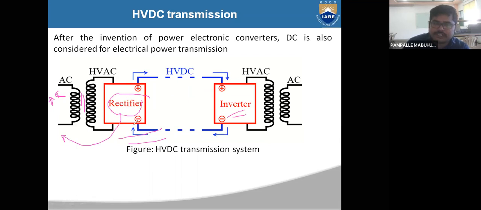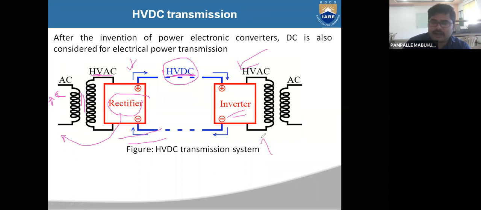Then at the substation which has a rectifier, by using this rectifier you convert this high voltage AC to high voltage DC. The power is transmitted in this DC only, from the generating substation to a location which is far away. So the electrical power is transmitted through the HVDC line.